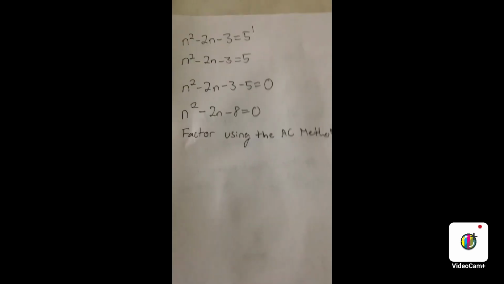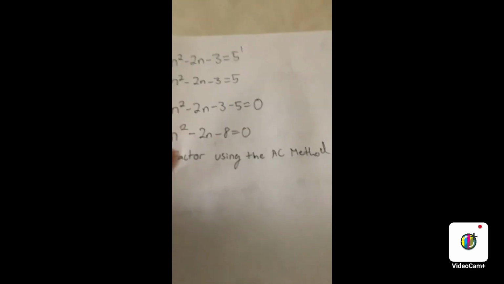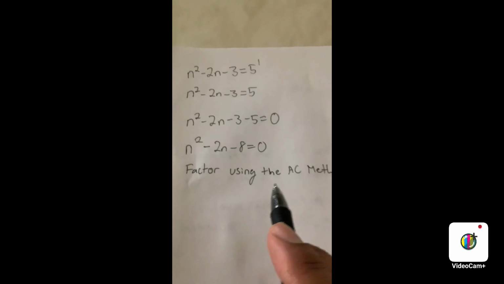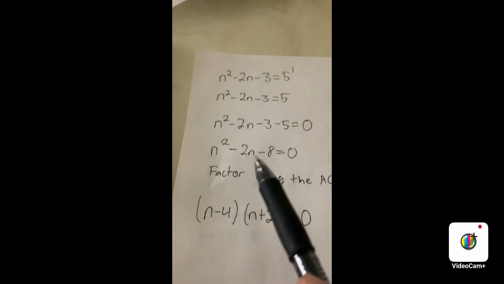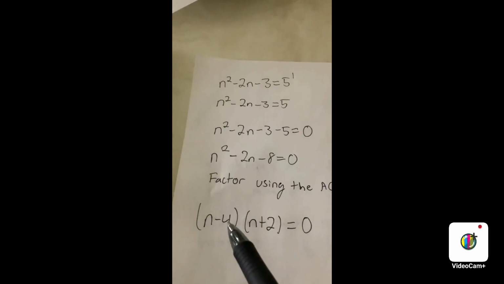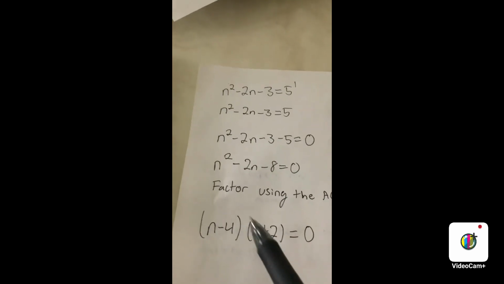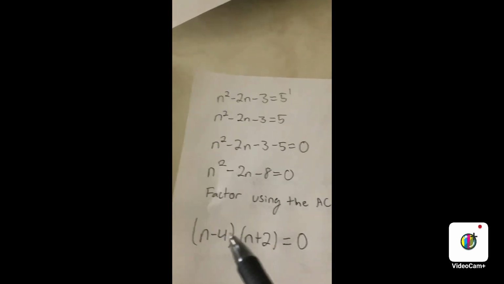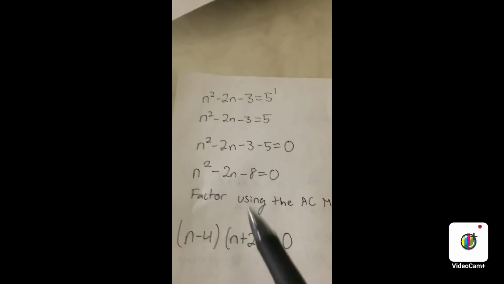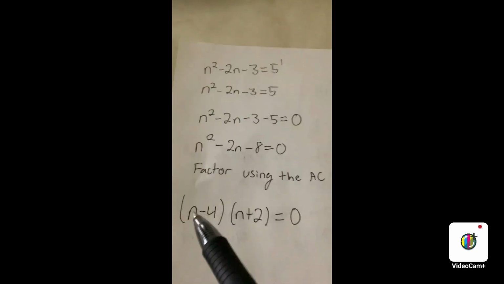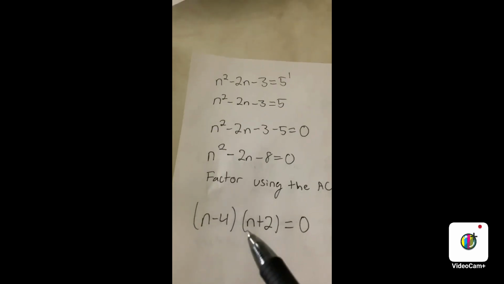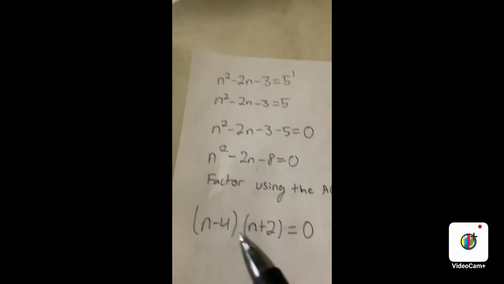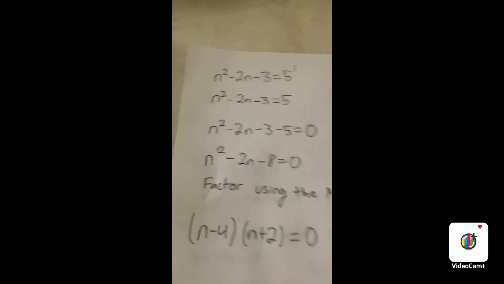So if you noticed, n squared minus 2n minus 8 is factorable. So we're going to factor using the AC method. So we have negative 4 times 2 equals negative 8. We have negative 4 plus 2 equals negative 2. So that's how we know we factored this correctly. So n minus 4, n plus 2 equals 0.